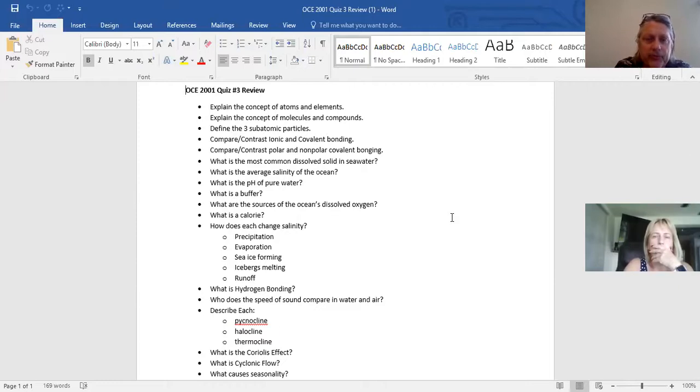So through there, we did talk about heat energy and calories. So review that. Review salinity and how it changes. How would precipitation versus evaporation change salinity? Hydrogen bonding, we already mentioned. You really gotta give that some special attention because it's so important in oceanography.